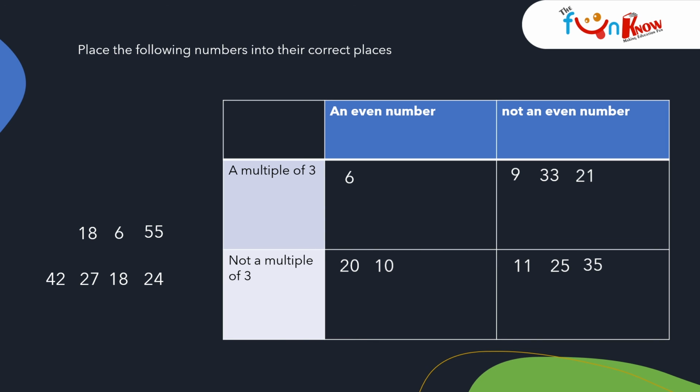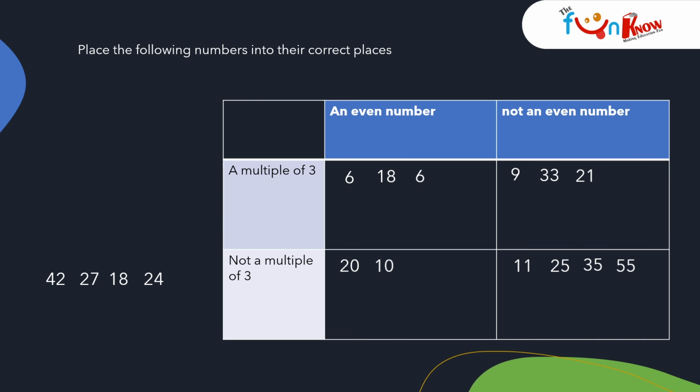18, yes, multiple of 3. Even or odd? Yes, it is even. 6, again, students, the value is repeating. It is an even number plus a multiple of 3. 55, odd number and not a multiple of 3, right? Very good. Be quick, students. You are doing an excellent job. Yes, you can do it.